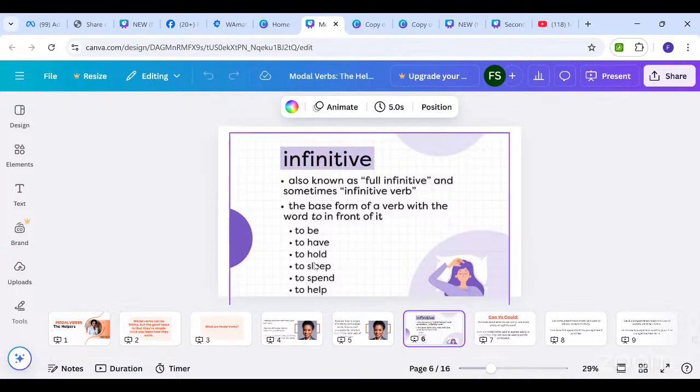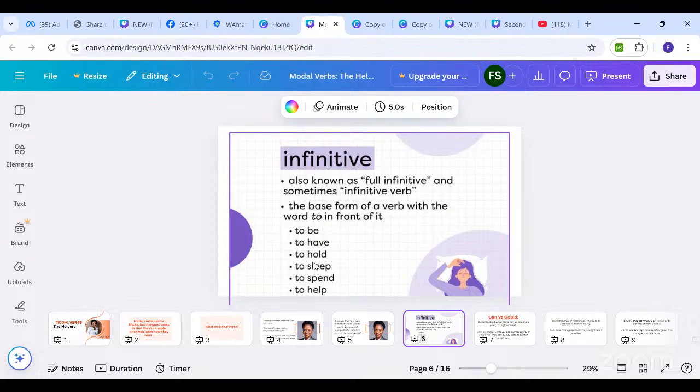Infinitive verbs. They are called infinitives because they are special forms of verbs. And they are not just verbs. They can be used as a noun. Sometimes they can be used as an adjective. They can also be used as an adverb. Usually they are formed by adding the word to before the base form of a verb. So the base form of a verb is the simplest form of a verb. For example, walk, sleep, go, dance. That's the base form of a verb.